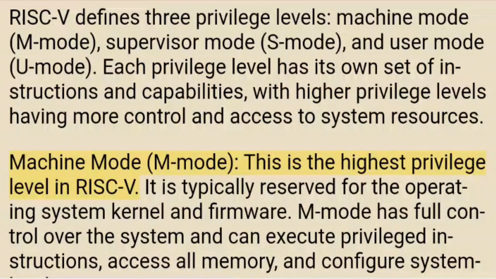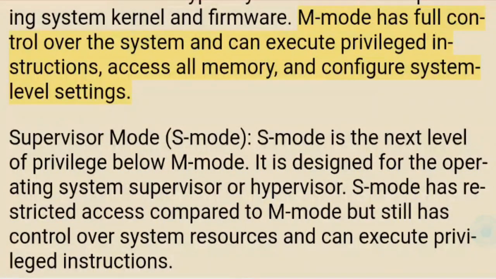Machine mode (M mode). This is the highest privilege level in RISC-V. It is typically reserved for the operating system kernel and firmware. M mode has full control over the system and can execute privileged instructions, access all memory, and configure system-level settings.